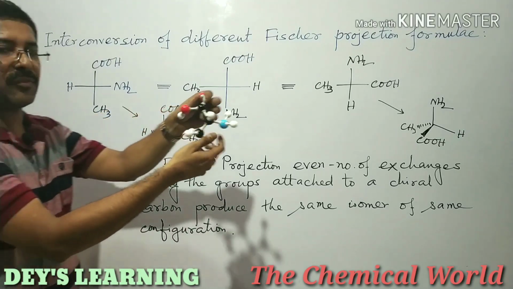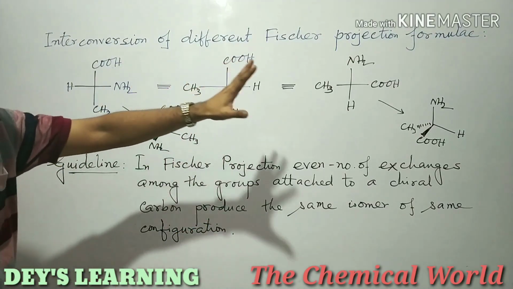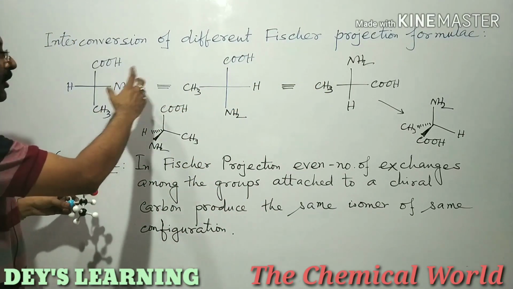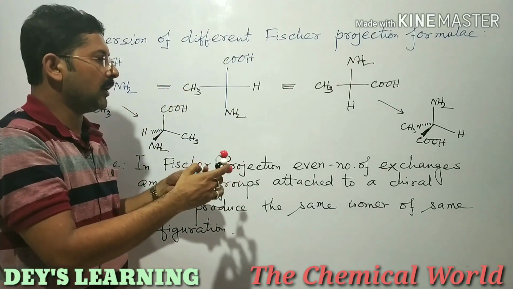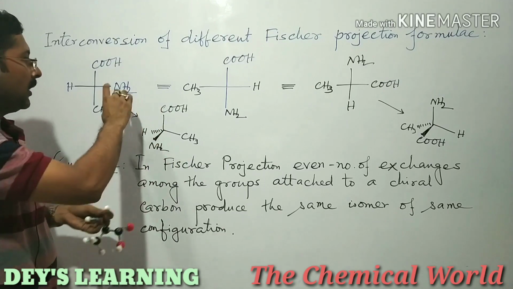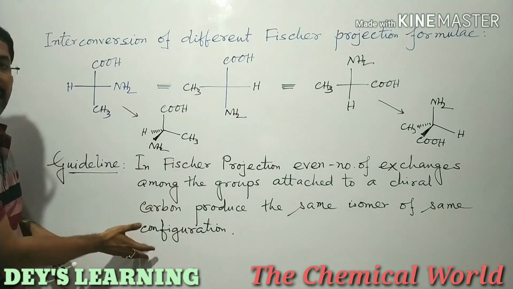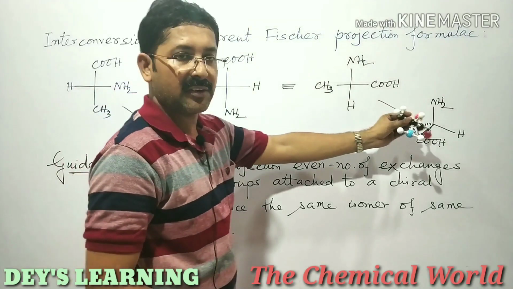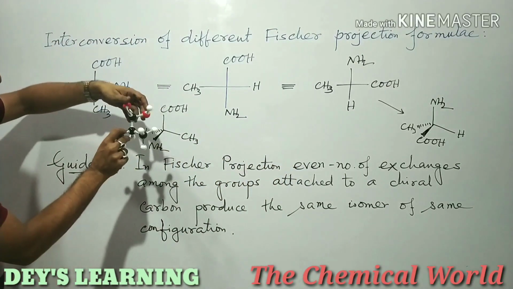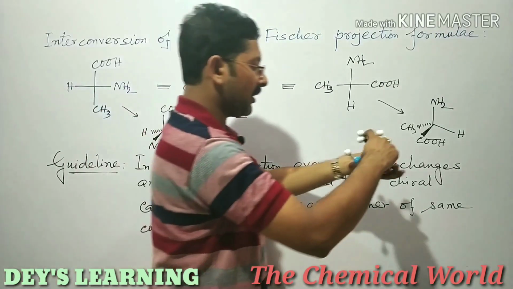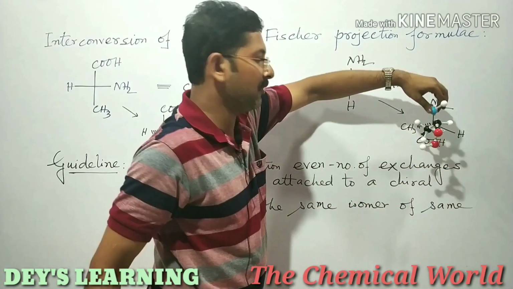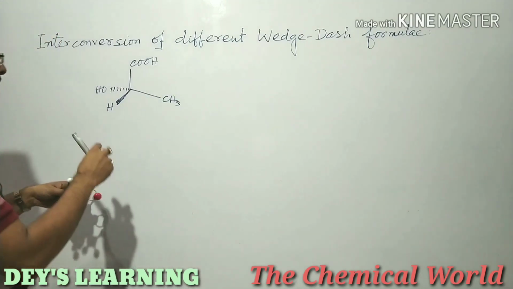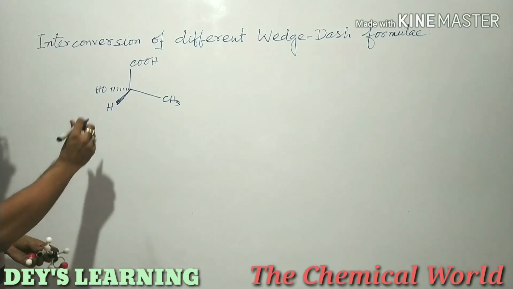What happens actually is, this is a three-dimensional molecule and these are three different two-dimensional presentations. So to convert this one to this one, you have to apply some manipulated rules. But actually this molecule and this molecule are identical. Both are the same molecule, represented in different ways. We can convert one Wedge-Dash formula into another by simple rotation of the carbon-carbon bonds.